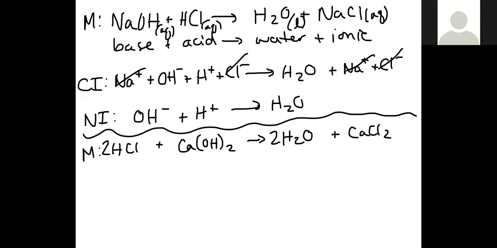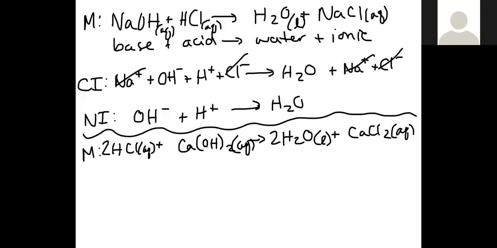Now, what are my phases? HCl, we already know that that's aqueous. How about calcium hydroxide? Aqueous because calcium is an exception to the insolubility of hydroxide. And we have liquid. And how about calcium chloride? Aqueous. Why is it aqueous? Calcium is not an exception to the solubility of chloride. So that's aqueous as well. So we did our balancing.